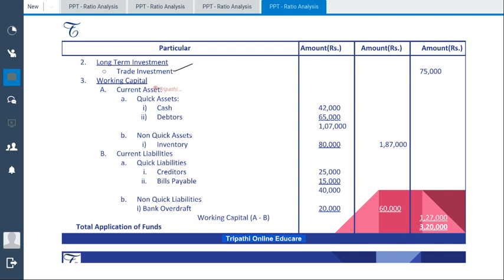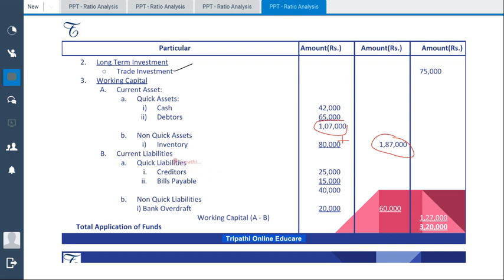Then we have working capital. How we get working capital is current asset minus current liability. So under current asset we have taken quick asset, and that we have cash and debtors. So total of quick asset is 1,07,000. To this we add non-quick asset, which is inventory as per the problem. So 80,000 is inventory. We have added this non-quick asset to quick asset. So we got total current asset as 1,87,000.